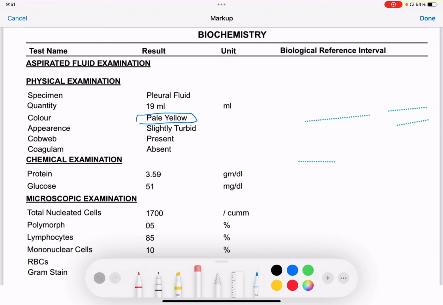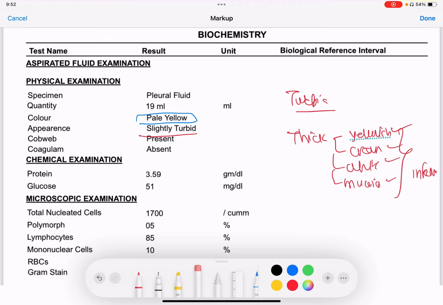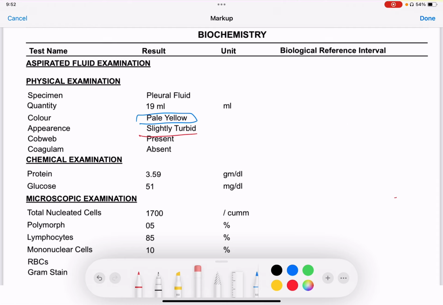The second thing is the turbidity. It can be slightly turbid, but if it is very thick, yellowish, or cream colored or white mucoid, then it definitely means that it is infective. The chances of it being infective become much higher if it is turbid, yellowish, cream colored, white, or mucoid. And most of the time it is bacterial, though in rare cases it can be fungal as well.